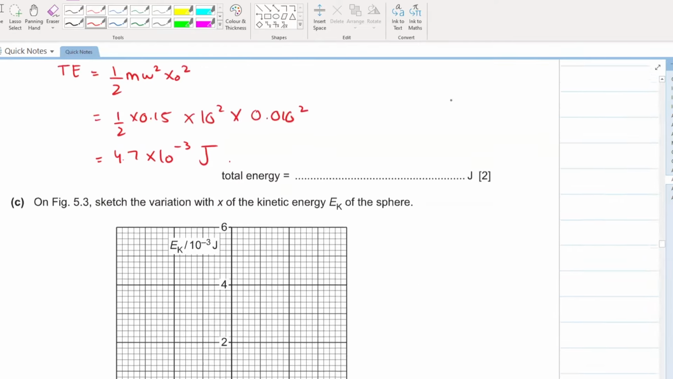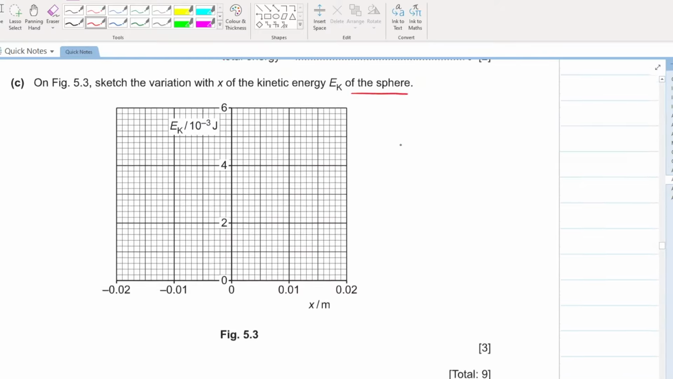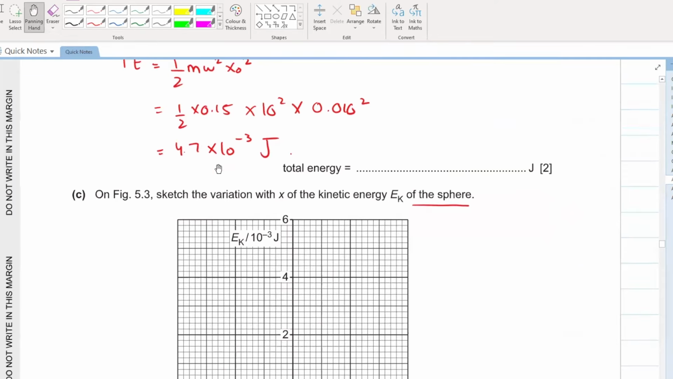Nothing complicated. Now let's see what we are required to do again. On figure 5.3, sketch the variation with x of the kinetic energy of the sphere. Perfect. You have to draw a kinetic energy versus displacement graph. So beta, do you remember at a displacement of 0, at the mean position, kinetic energy is maximum? And what will be the maximum kinetic energy? 4.7. So do we have a point for 4.7 here? Yes, here.